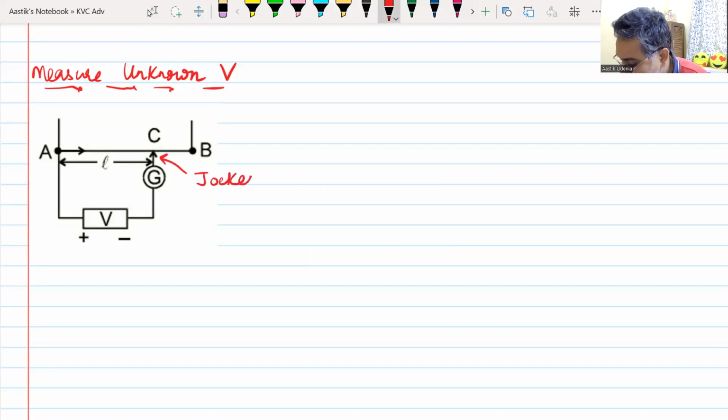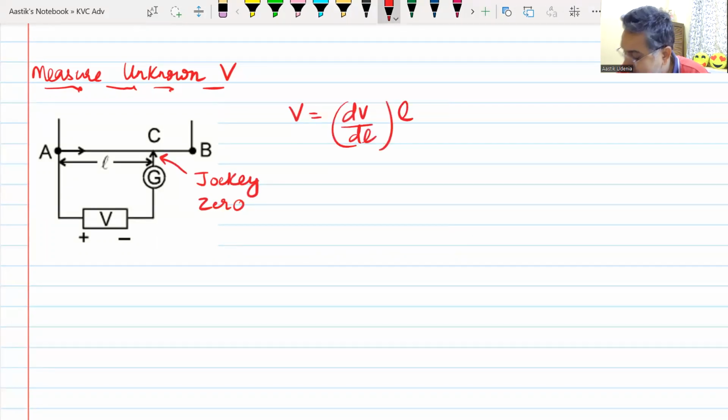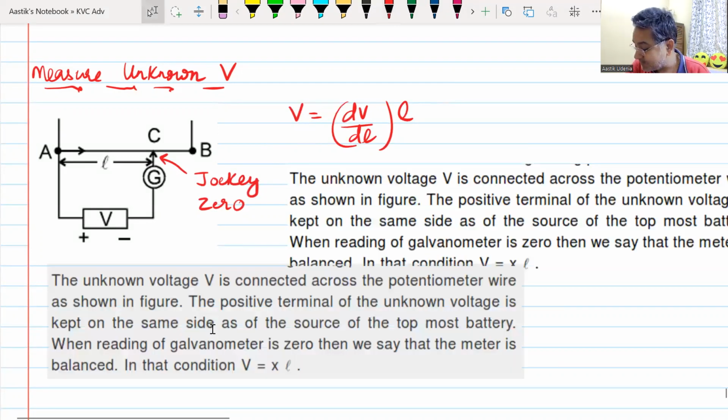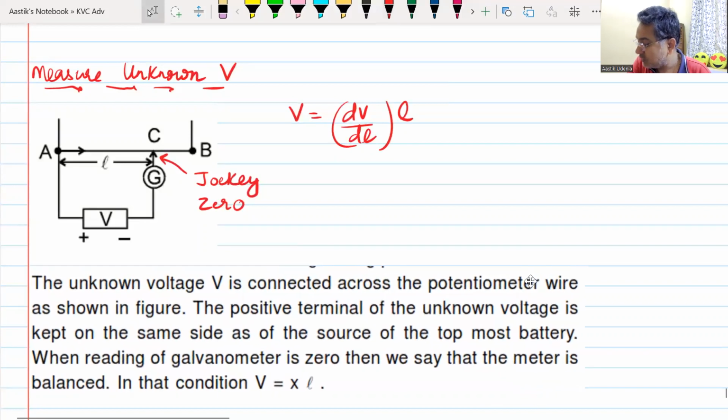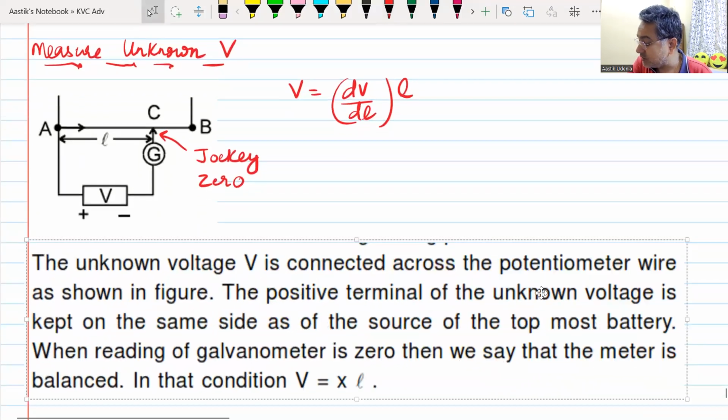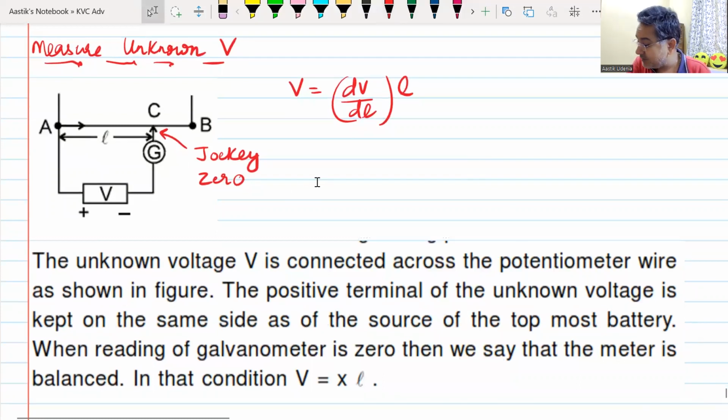Then we will move this jockey to a point where it shows zero deflection, and when it shows zero deflection, this potential difference V will be equal to the potential gradient dV by dL multiplied by the balancing length L. Do we understand this? Yes, sir. So this is how the potentiometer helps us measure the unknown voltage. This X is nothing but the potential gradient.